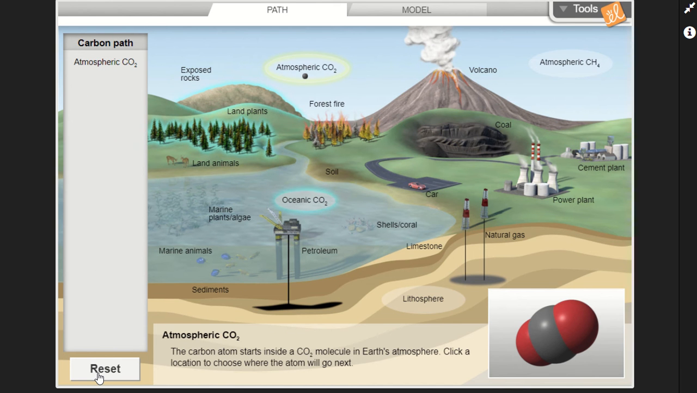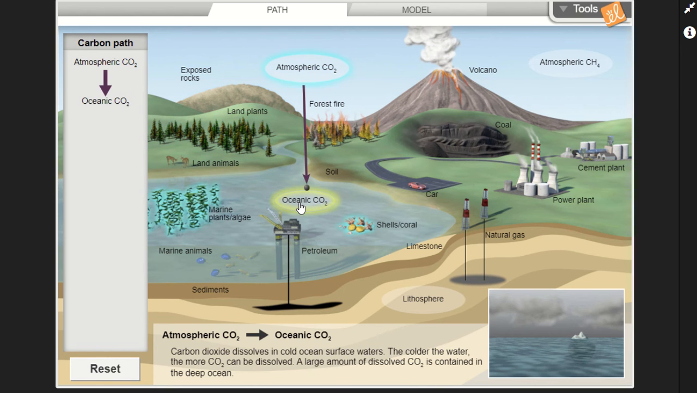So now it says, describe at least 2 ways that carbon can get from the atmosphere to the hydrosphere. So the atmosphere to the hydrosphere. So we're going to take it. How can carbon get from the atmosphere to the hydrosphere? So carbon can go down right here. So it tells you right there. So what would that be called?